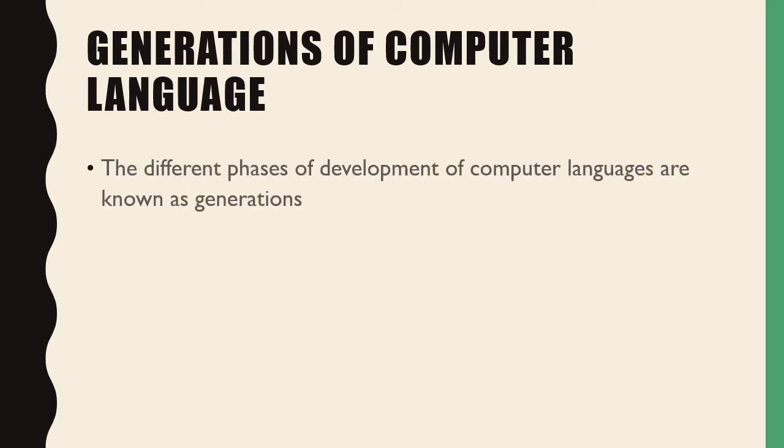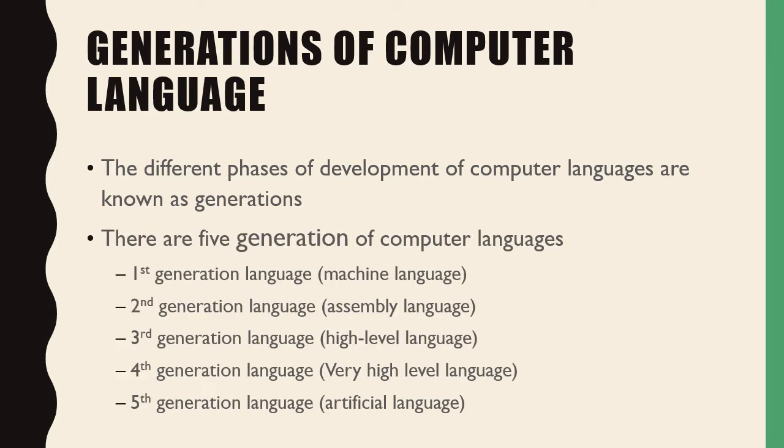The different phases of development of computer languages are known as generations. There are 5 generations of computer languages. First generation language known as machine language. Second generation language known as assembly language. Third generation language known as high level language. Fourth generation language very high level language. And fifth generation language artificial language.